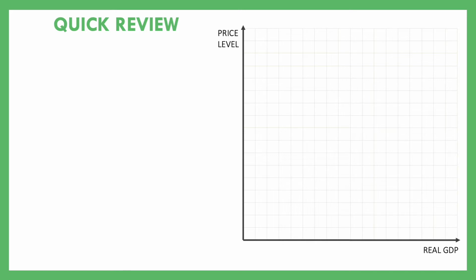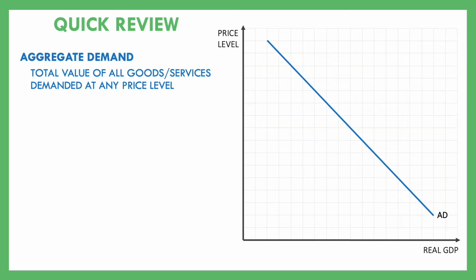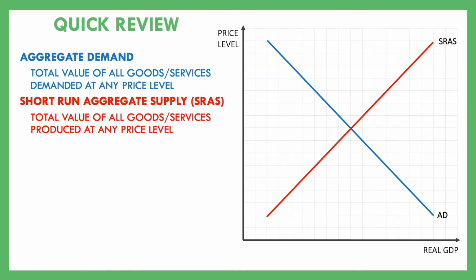Now remember, our axes are labeled a little bit differently. We have price level on our y-axis and real GDP on our x-axis. First we have our aggregate demand curve, and remember, aggregate demand is the total value of all goods and services that are demanded within our economy at any price level. We have our short run aggregate supply, which is the total value of all goods and services produced in our economy at any price level. And we said that the point where those two intersect represents our short run equilibrium, wherever our economy is producing right now.